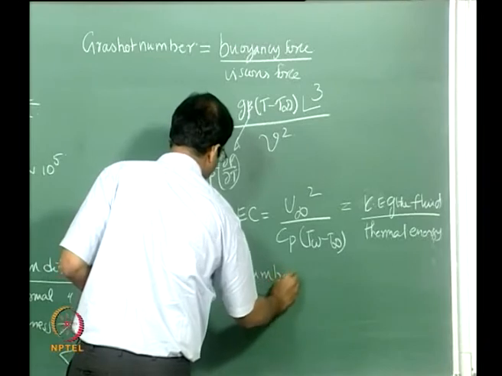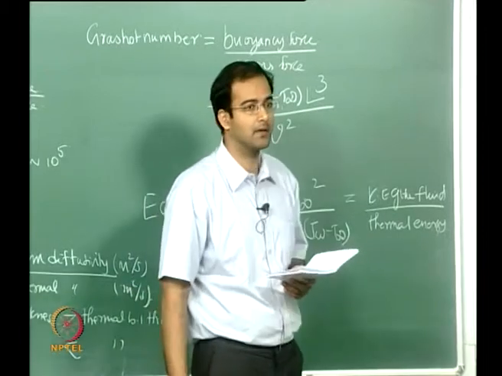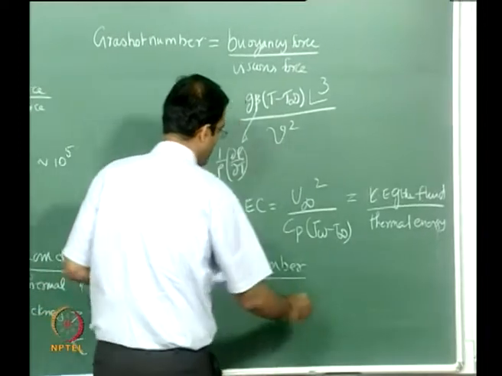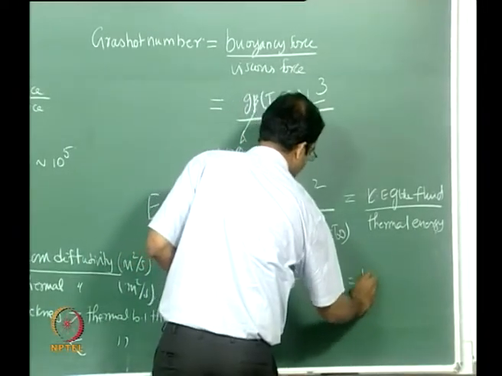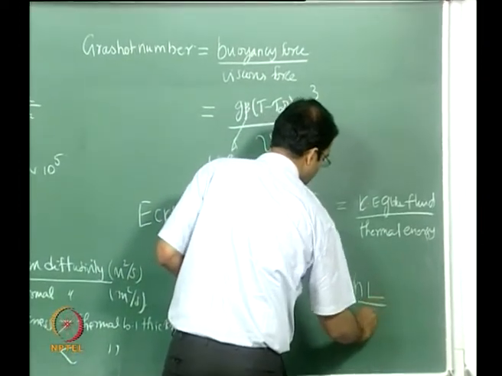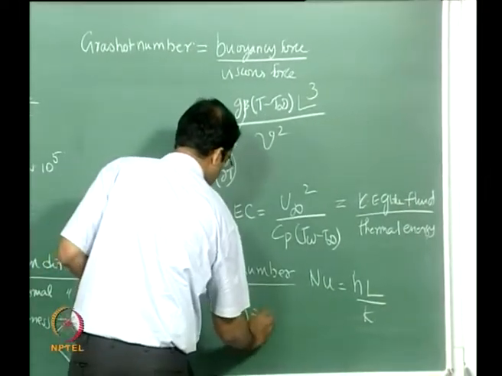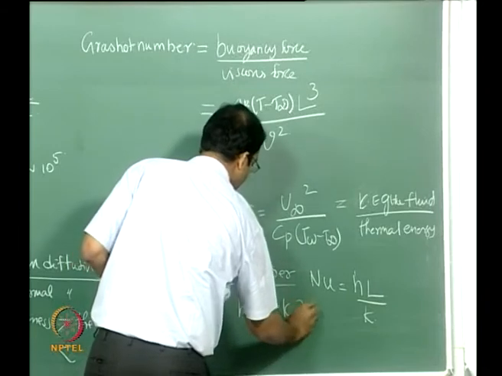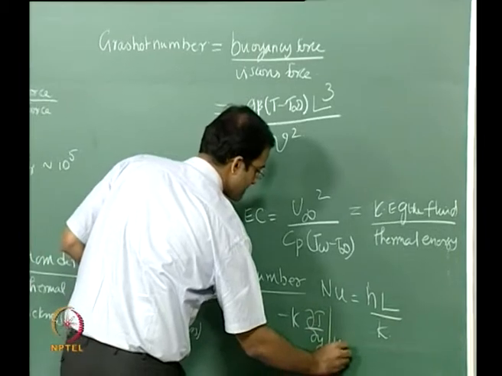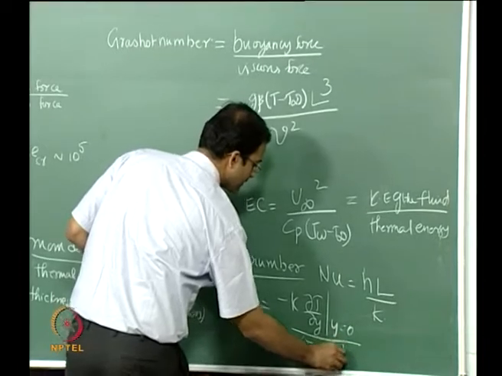So we characterize the heat transfer rate by means of a non-dimensional number, which is usually used in convection, and that is called the Nusselt number. The Nusselt number you can define based on the heat transfer coefficient, which is dimensional, multiplied by the length divided by the thermal conductivity. The heat transfer coefficient is defined as minus k dT by dy, which is the heat flux at the wall, divided by, in this case, T wall minus T infinity.